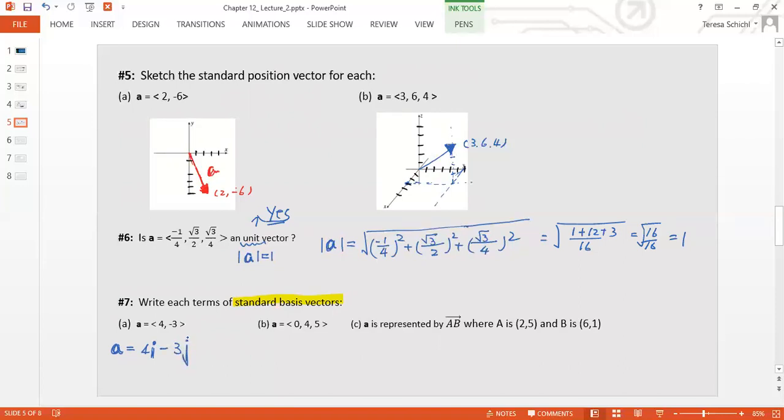Okay, so now the A here is 0, 4, 5. So this is R3, so it's the same way. I just have i, j, k. So I will have 0i plus 4j plus 5k here. So this is 4j plus 5k.